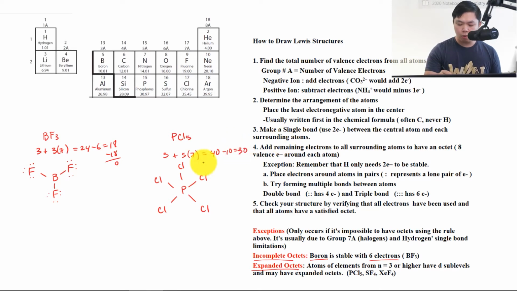Now we go to step 4, make lone pairs so that all the surrounding atoms have an octet. You see how that works? Again, we use 6 for each one of the surrounding atoms. What is 6 times 5? That's 30. So we have 0 left. And there you go. That is phosphorus pentachloride.